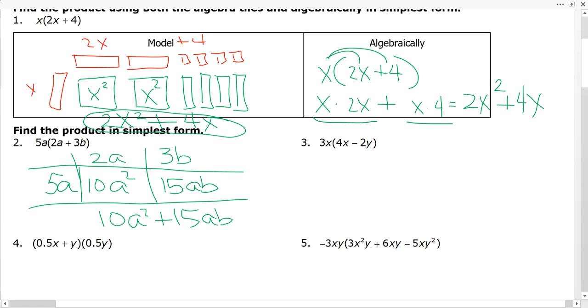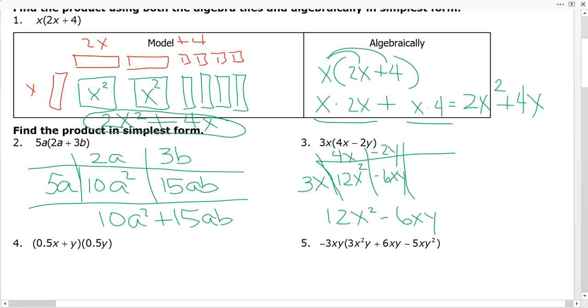So let's do the next one. We're going to put 3x over on the side. We're going to put 4x up here, and we're going to put negative 2y up there. Hope it doesn't look like a division problem because it's not. So I'm multiplying 3x times 4x, which gives me 12x squared. And I have 3x times negative 2y, which makes minus 6xy. I'm going to put my negative sign up there so I remember when I'm putting it all back together that there's a minus sign right there. So my answer is 12x squared minus 6xy.